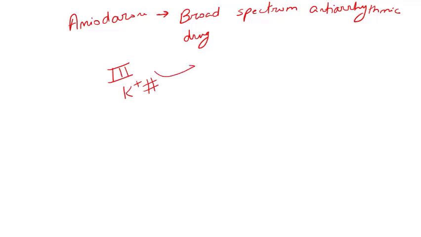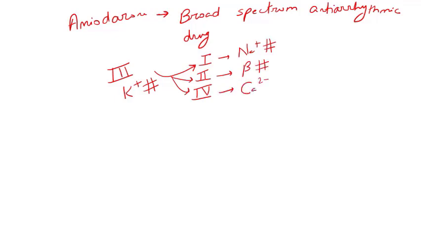And this class 3 antiarrhythmic drug has properties of class 1, class 2 and class 4. Class 1 means sodium channel blocking activity, class 2 beta blocking property, and class 4 calcium channel blocking property. So it has all four actions. So it is a broad spectrum antiarrhythmic drug, that is amiodarone.